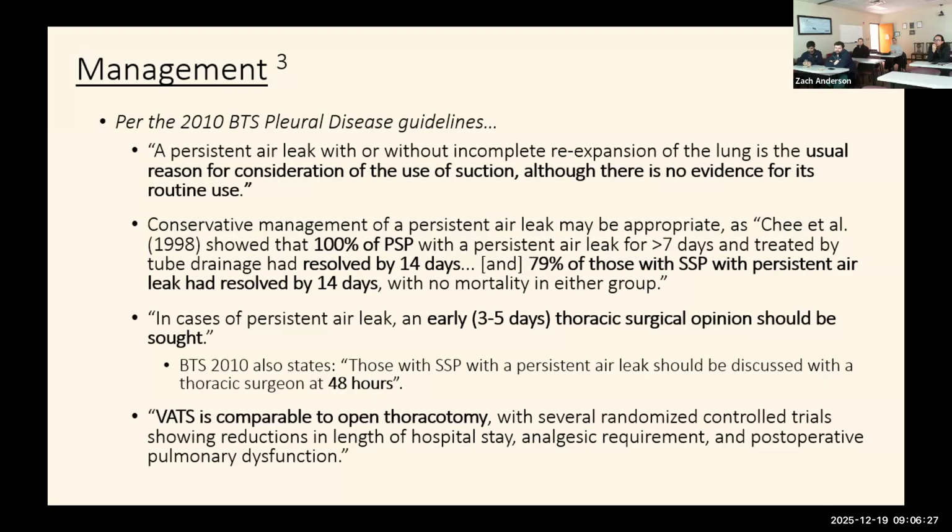So now they're saying, wait, what are we talking about with 4 days? If you can keep it in for 14, will it go away? And then they say you should consider early thoracic surgery at 3 to 5 days. But then they also say in secondary, 48 hours. These are all over the place. How does this help us at all? I don't think this one helped at all.